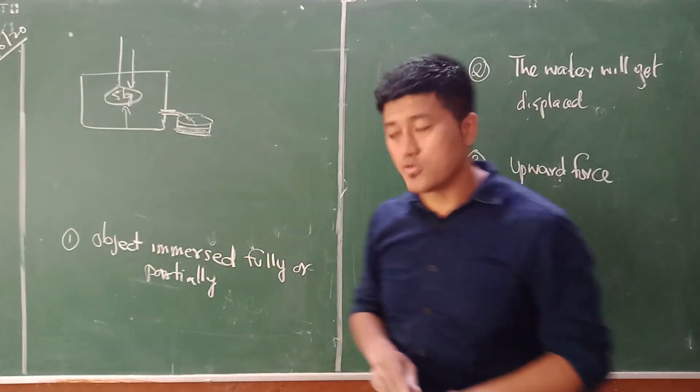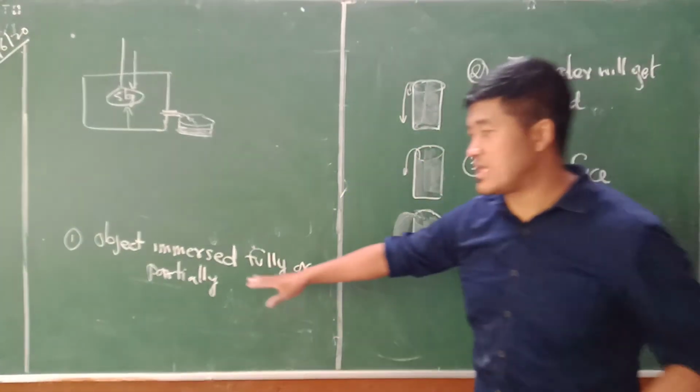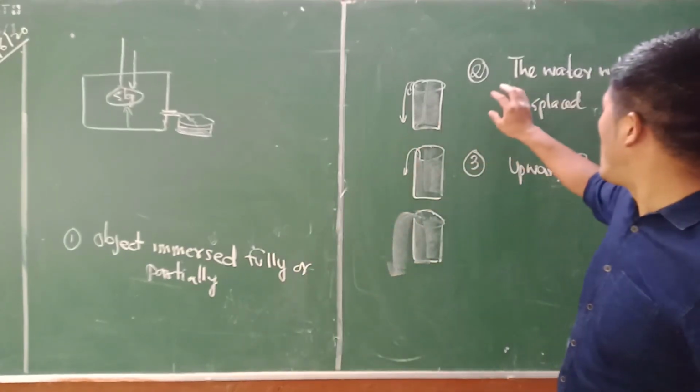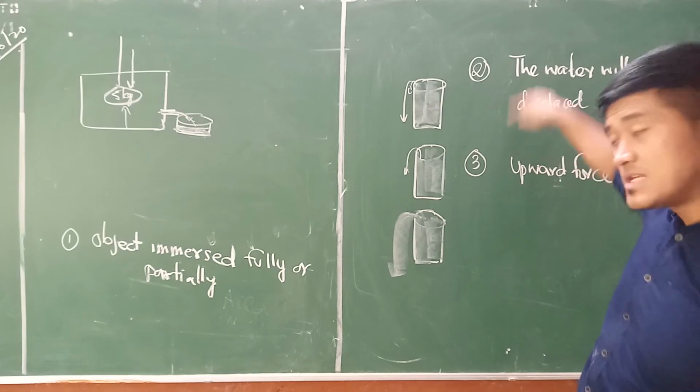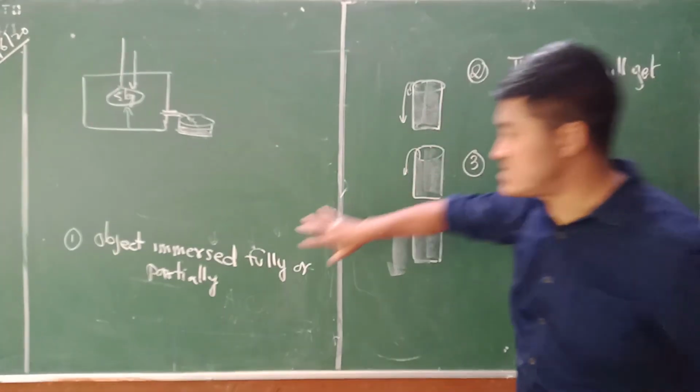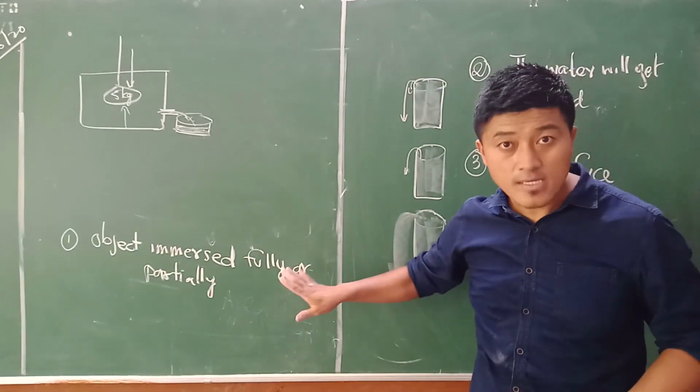So this is about the Archimedes principle. It is important for you to know these three points: the object is immersed fully or partially, the water gets displaced, and the upward force and the weight of the displaced water are the same. These two are the same when this condition arises. Okay? Thank you.